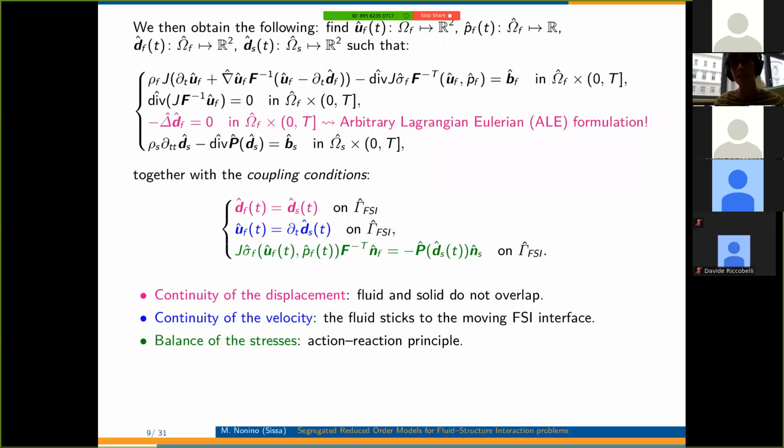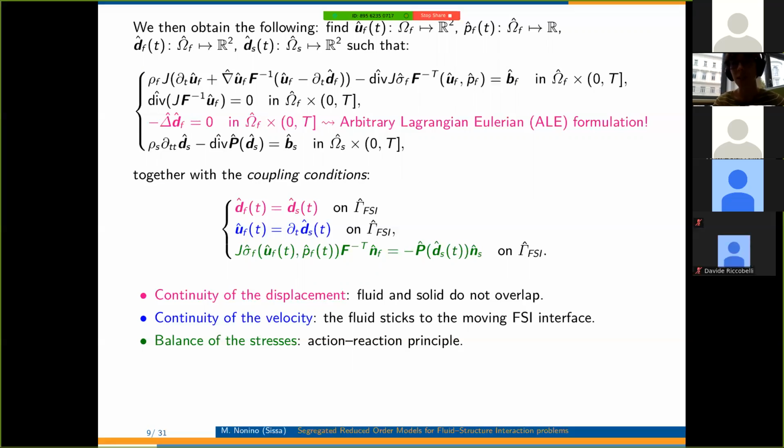And so this is the final formulation within the arbitrary Lagrangian Eulerian formalism. So starting from the bottom of the system, you have, as you see, the linear elasticity problem for the solid. Then in pink, we have an additional equation, which is due to the ALE formulation. And then we have the Navier-Stokes equations with additional terms. And here, F is the gradient of the deformation map, and J is the determinant of F.